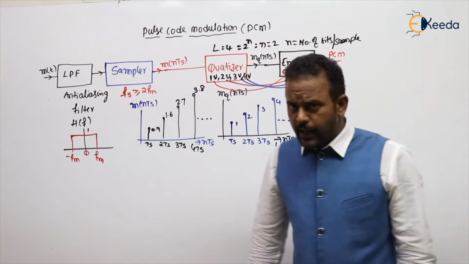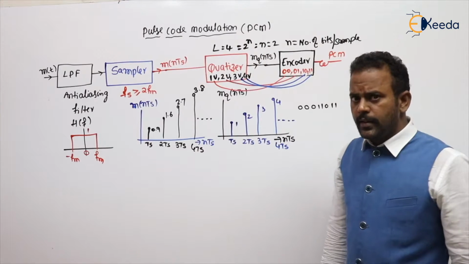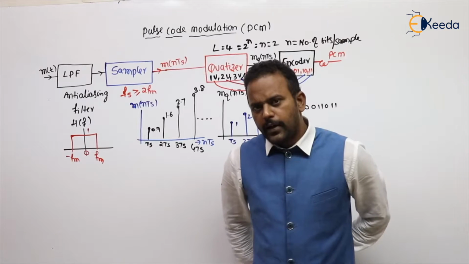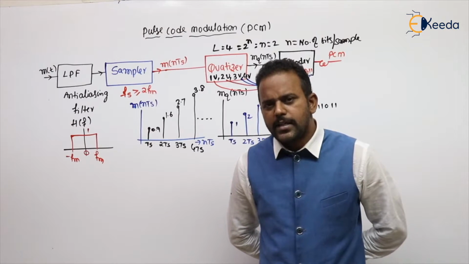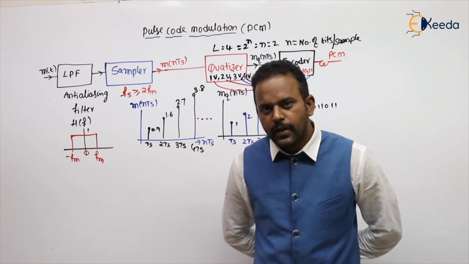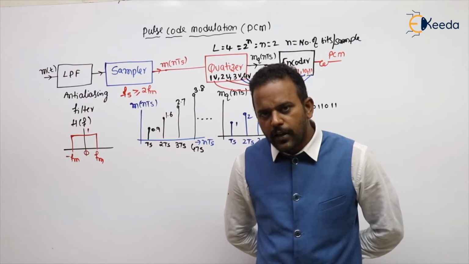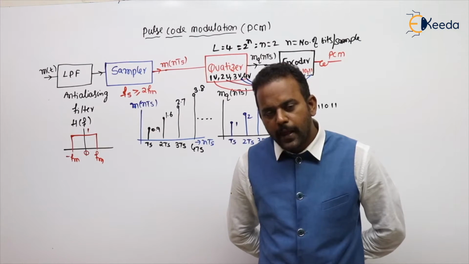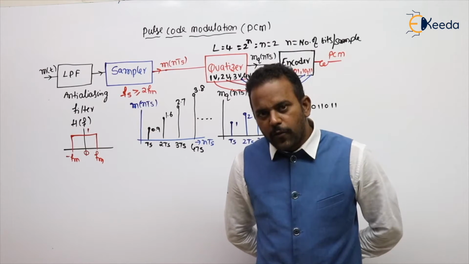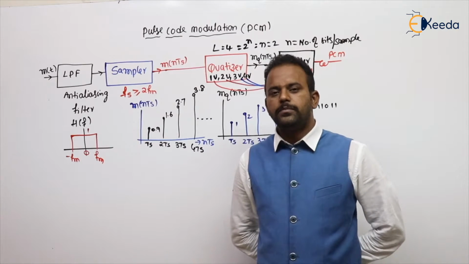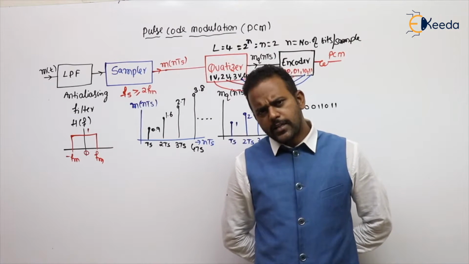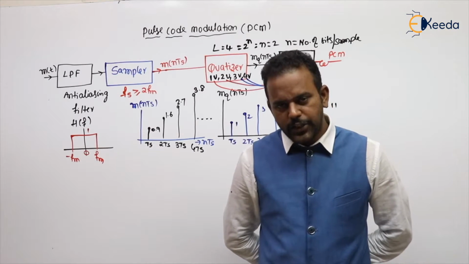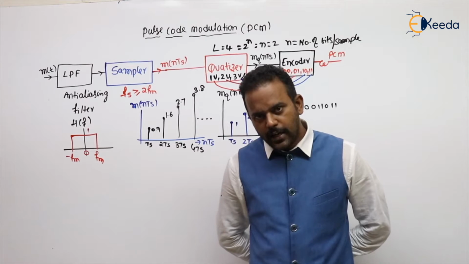If you see the name of the topic is Pulse Code Modulation. Can you please help me in answering this question? In Pulse Code Modulation, where is the modulation going on? Can you please help me? Someone is saying quantizer, okay. Someone is saying sampler, right? Someone is saying encoder, okay.